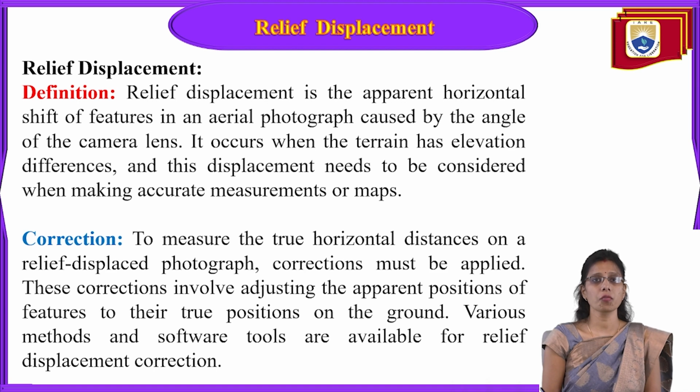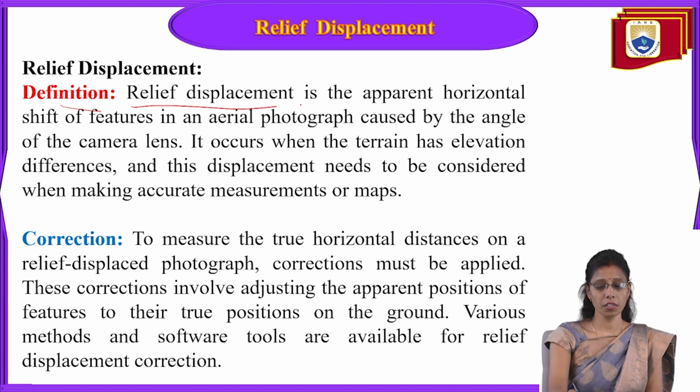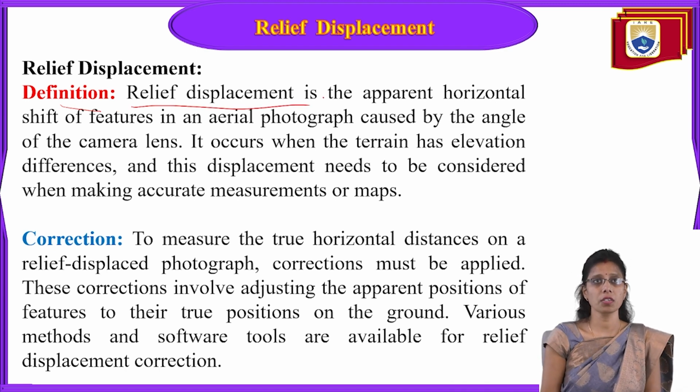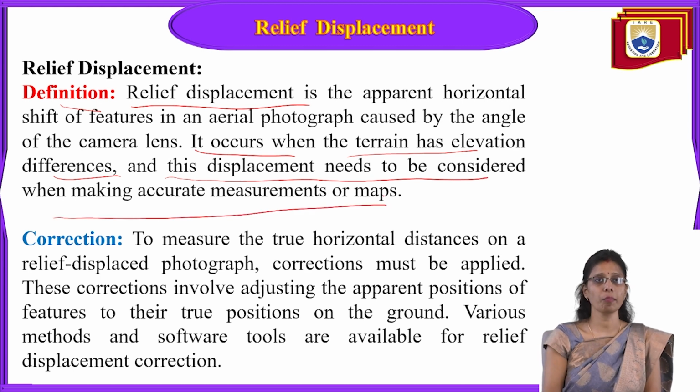Now we have to understand what relief displacement is. So first let us understand the definition of relief displacement. Relief displacement is the apparent horizontal shift of features in an aerial photograph caused by the angle of the camera lens. It occurs when the terrain has elevation differences, and these displacements need to be considered when making accurate measurements or maps.